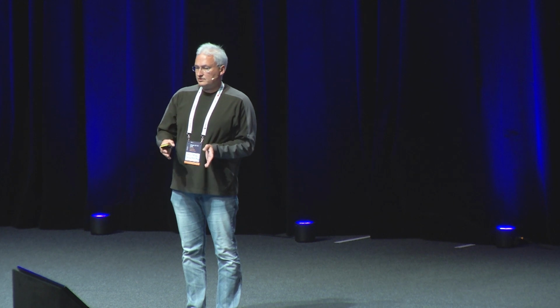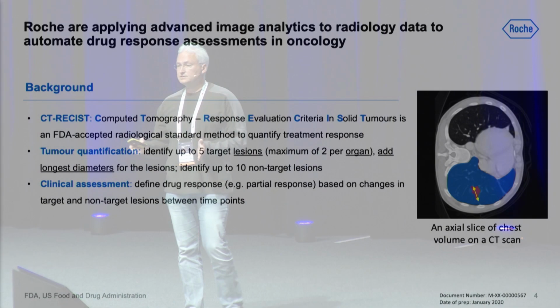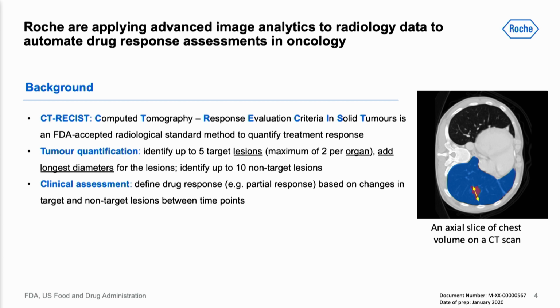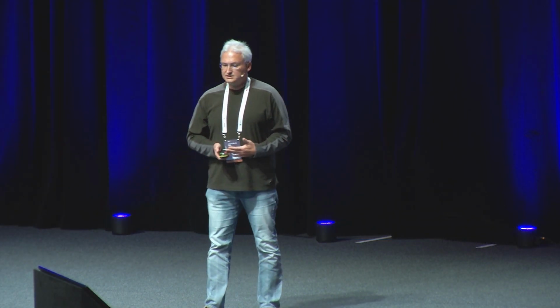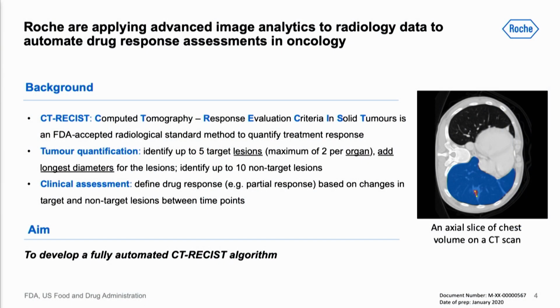And finally, of course, once you get this number, you have to follow through different time points and see what happens to this metric. So if it is decreasing, it's a good thing. If it's increasing, it's a bad thing. If it doesn't change, it means the drug is just not doing anything. And here I show that it decreased, probably enough to classify this as a complete responder, which means that for this particular patient, the drug was very efficient. So our aim in this project is to develop a fully automated CT-RECIST algorithm. And I'll explain why it is important.